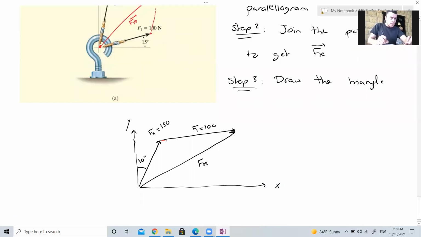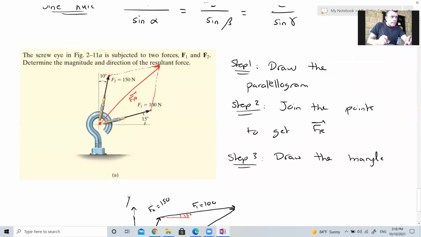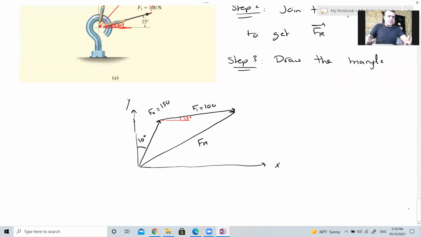And this angle is 15. Why do you say 15? Because F1 has 15 degrees with the horizontal. If you draw a horizontal line like this, this angle would be equal to this angle. Can you see it? Yes. And do you agree that this angle is 10? Yeah. And this angle is 90. Very good.